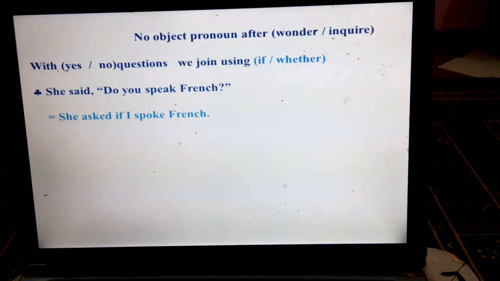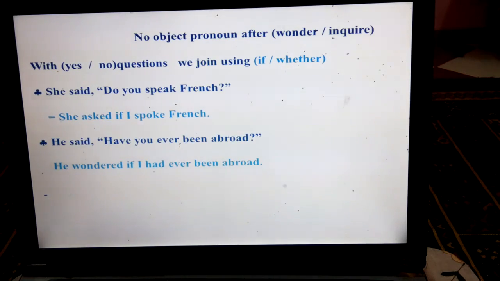For example, she said, do you speak French? In the indirect it will be she asked if I spoke French. Some people say it one way and some people another, but the best way is asked. She asked if I spoke French. He said, have you ever been abroad? In the indirect it would be he wondered if I had ever been abroad.